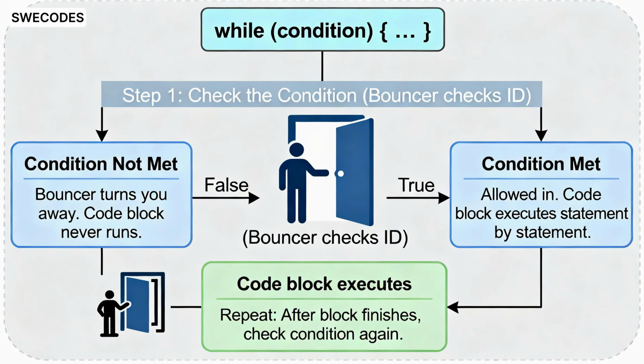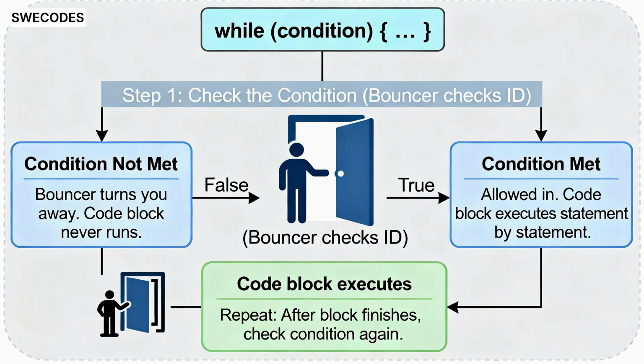The logic: check the condition. The bouncer checks your ID. If false, the condition is not met. The bouncer turns you away. The code block is never run, and the program skips to whatever comes after the loop. If true, the condition is met. You're allowed in. The code block executes, statement by statement. Repeat. After the block finishes, it sends you right back to the bouncer, step 1, to check the condition again.